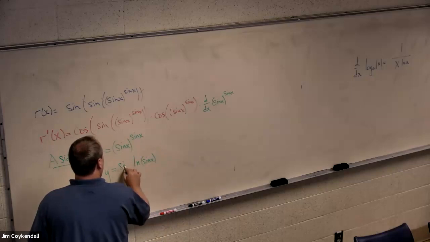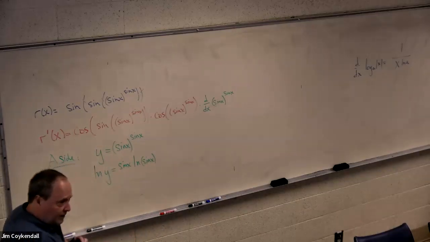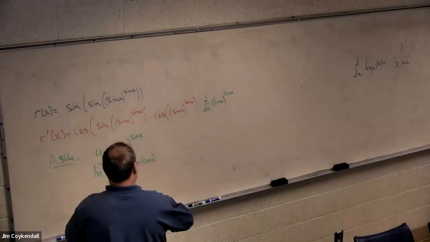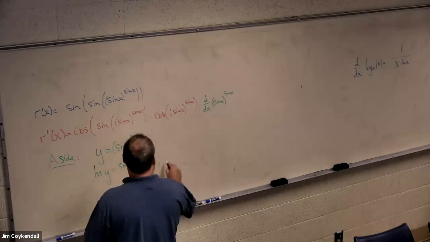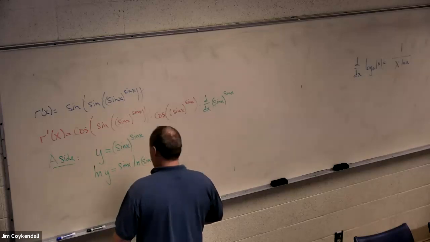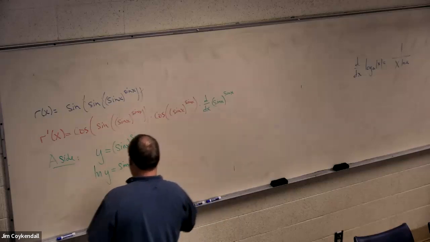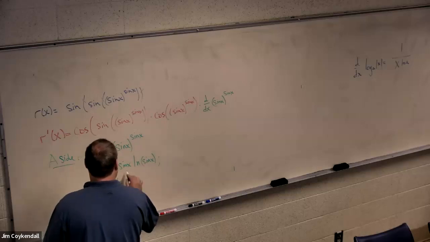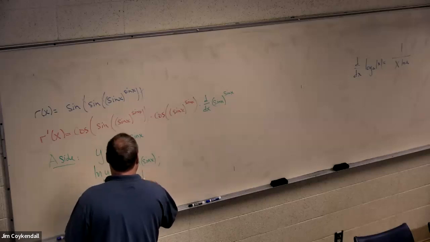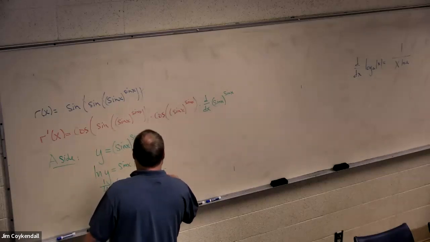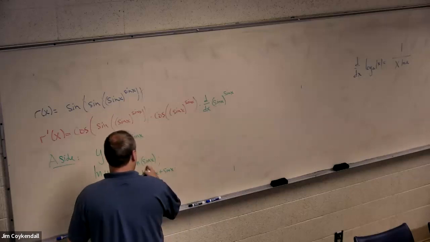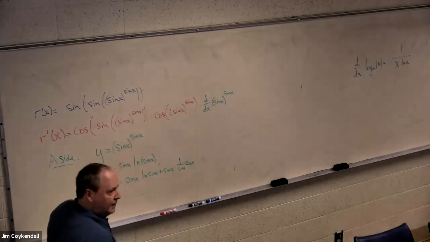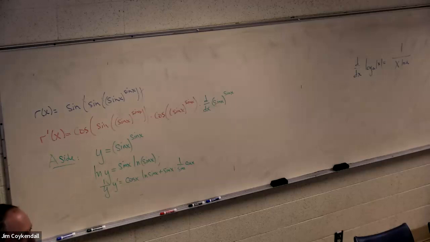Sine x to the sine x, so I can do that. Okay. Now let's figure out the derivative of this. y prime over y is equal to cosine x log sine x plus sine x times 1 over sine x times cosine x. Everybody see how I got that? Yes.